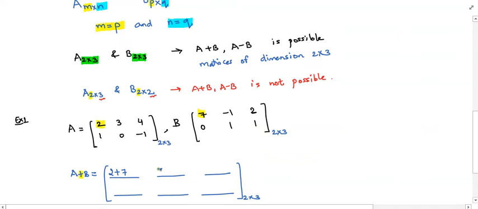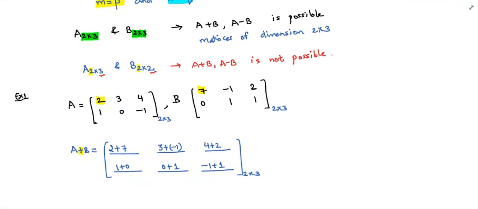Similarly for here, 3 plus the element is minus 1. Then 4 plus 2. Similarly here, when we are working with this 1 with 0, it's quite simple. You just need to pick the elements at the same position and add them. What is the reason we are adding them? Because here we have plus, so that's why we have put the sign plus in between. After that, what is left? Just simplify that and you will get your result.